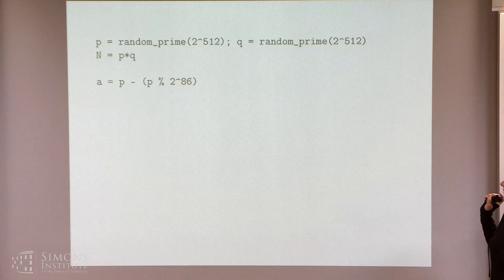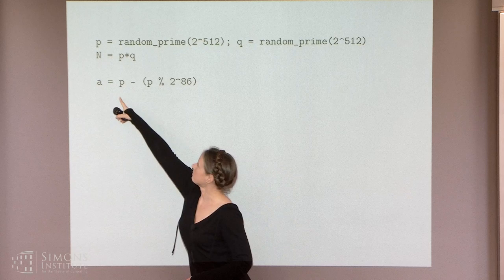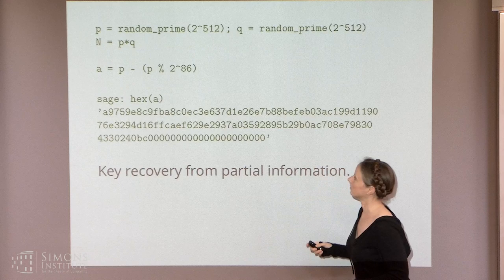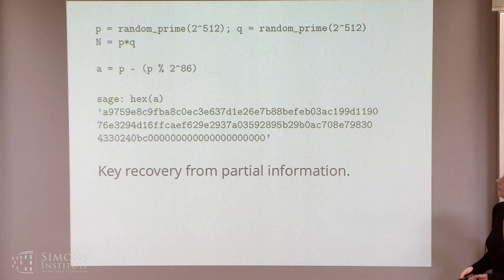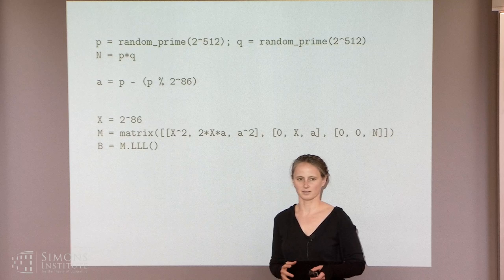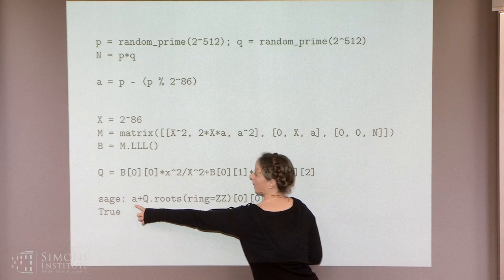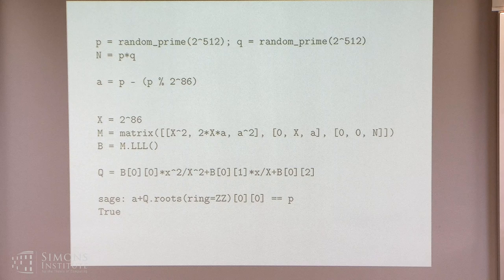Okay, just to prove to you that this works, I'll do a concrete example. We have p and q that are 512 bits, and we have RSA modulus p times q. Then I have my value a, where I erase the 86 least significant bits of p. So I'm going to do this key recovery from partial information with a three-dimensional lattice. I define some bound, a power of 2 to the 86, that is bigger than the 86 bits that I deleted. I construct a three-dimensional lattice, run LLL, construct a polynomial, and then a plus the root is equal to p. So I found exactly what I was looking for.